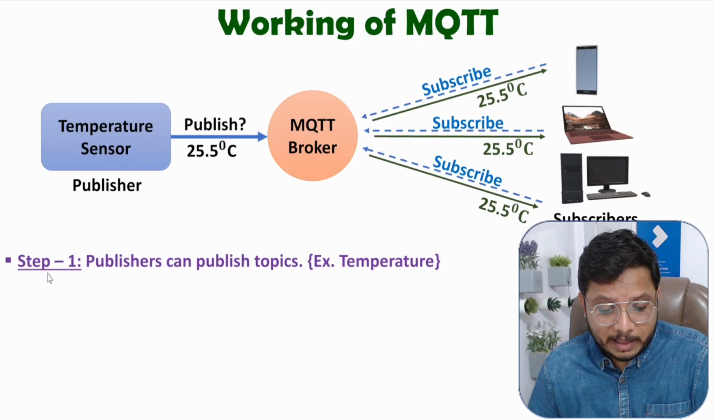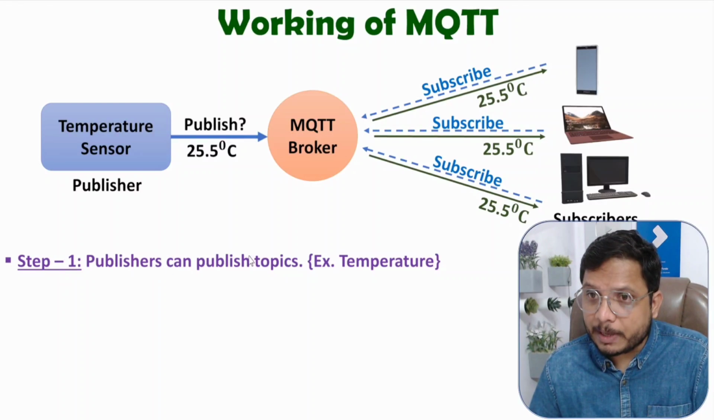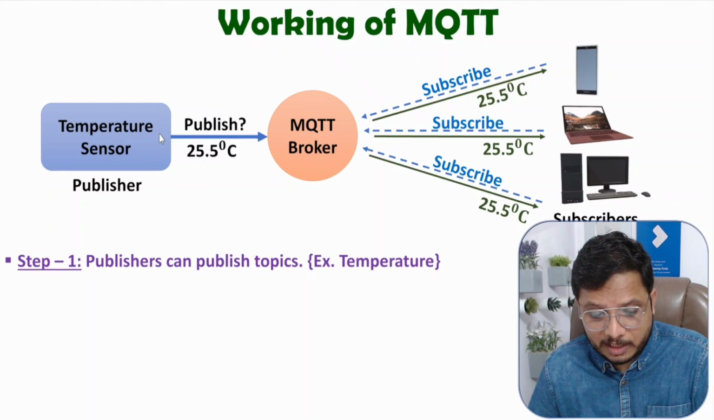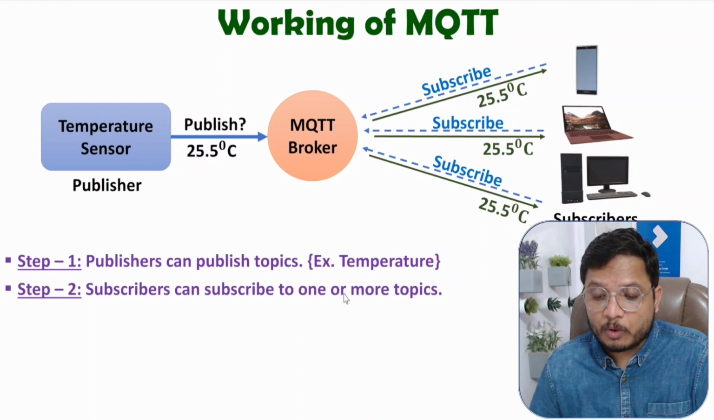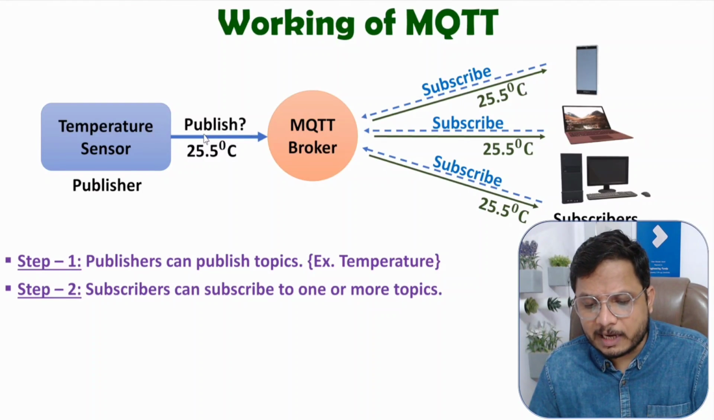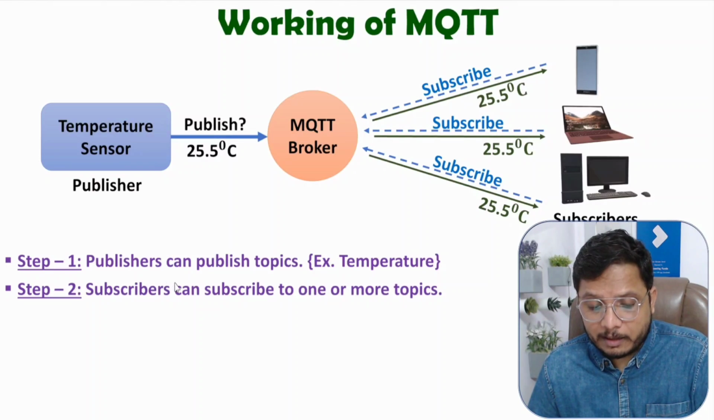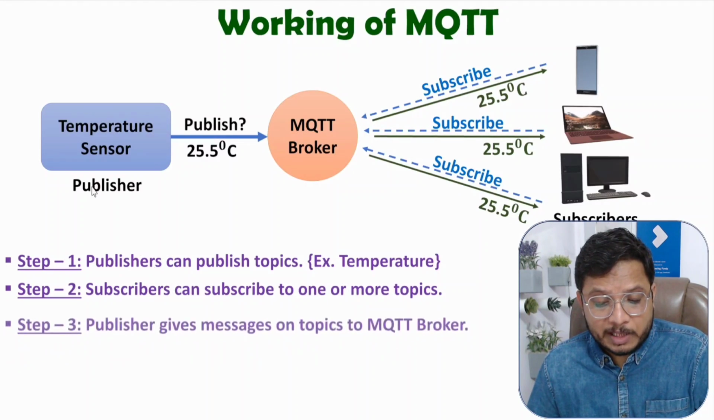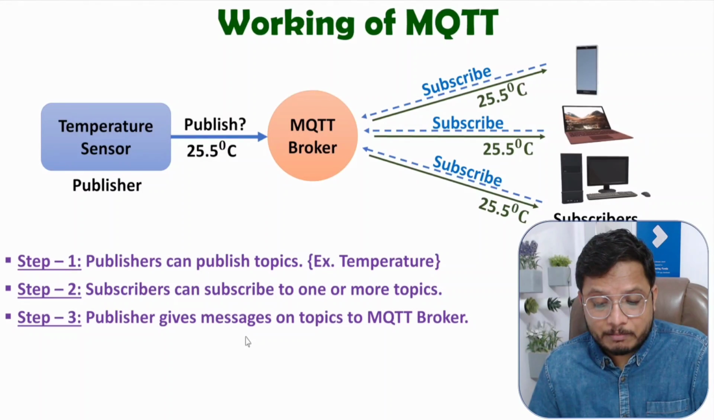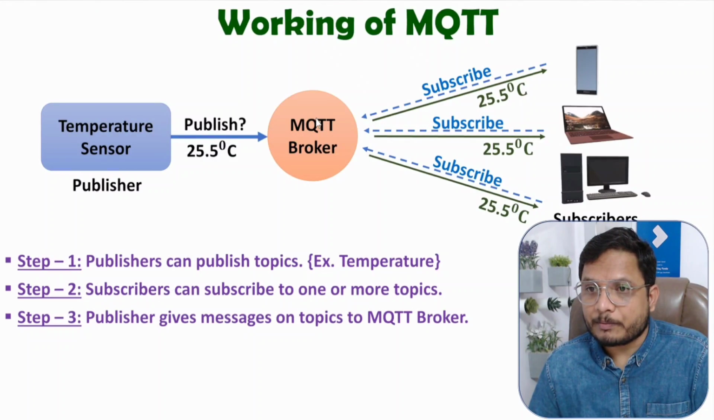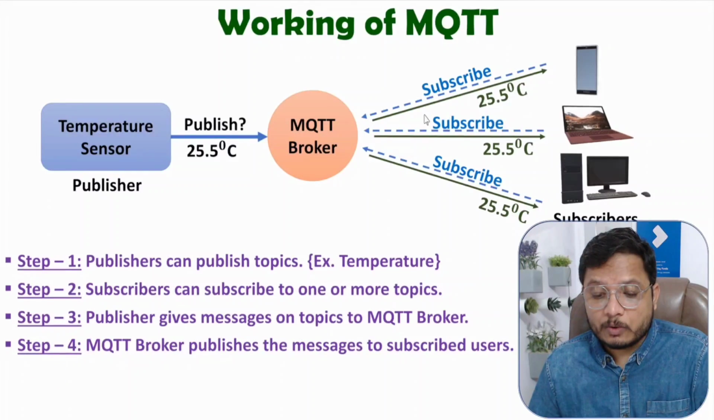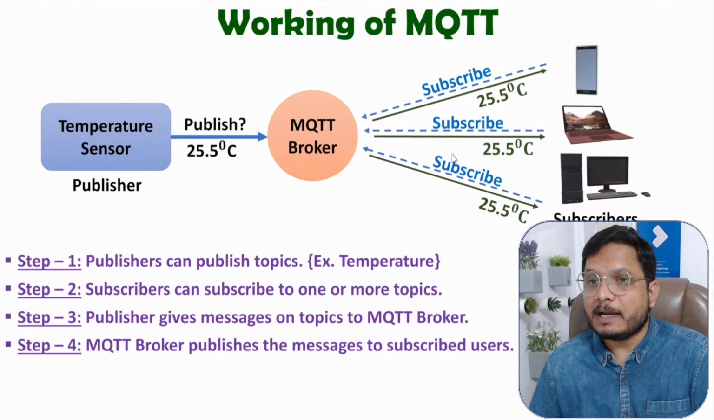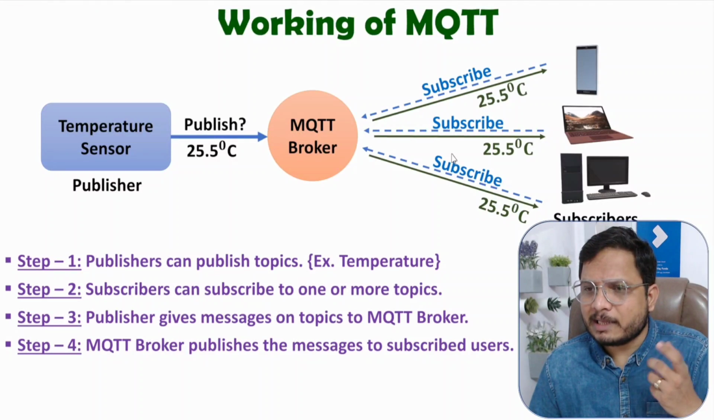See here how it is working. You see, a publisher can publish any topic. Here I took the example of temperature. In the second step, subscribers can subscribe to one or more topics. Here I have shown a single topic only. So these devices have subscribed to that topic, right? Then the publisher will give a message based on the topic to this broker. And after that, the broker will forward that message to the subscribed users, right? That is how it works. That is quite simple. I think now you got the point, right?